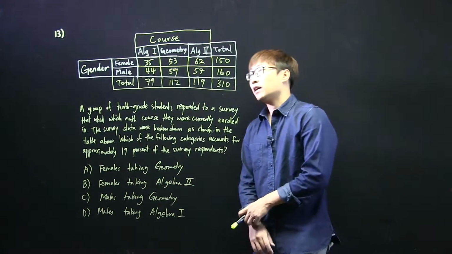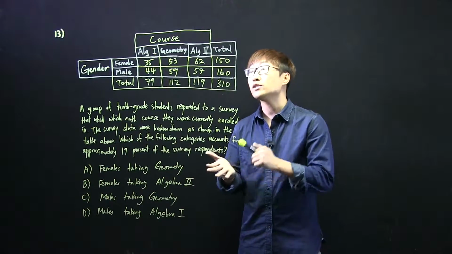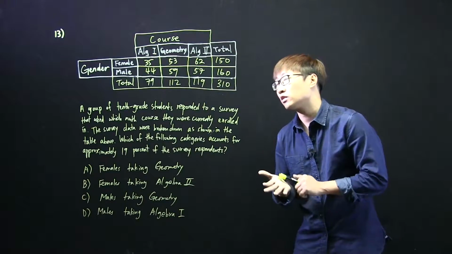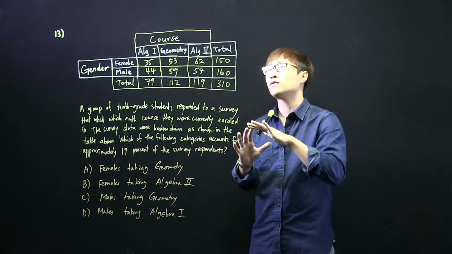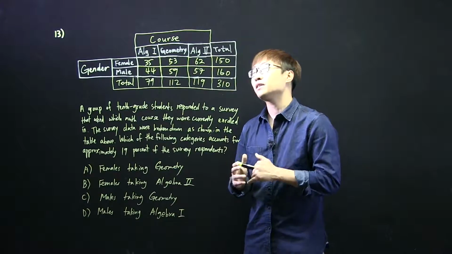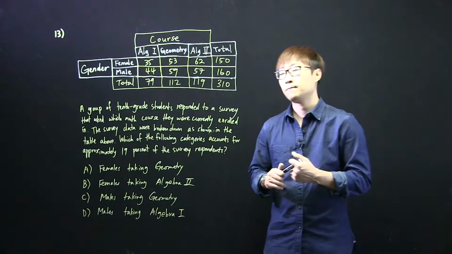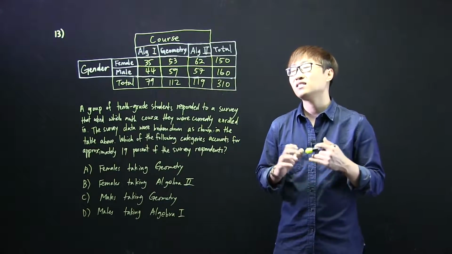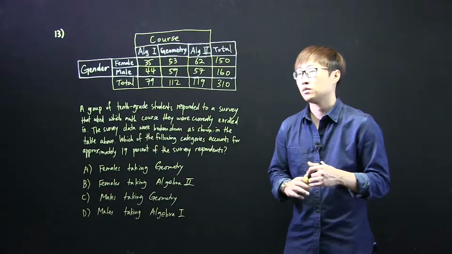Number 13. A group of 10th grade students responded to a survey that asked which math course they were currently enrolled in. The survey data were broken down as shown in the table above. Which of the following categories accounts for approximately 19% of the survey respondents? Okay, so we want 19% of the survey respondents, right?